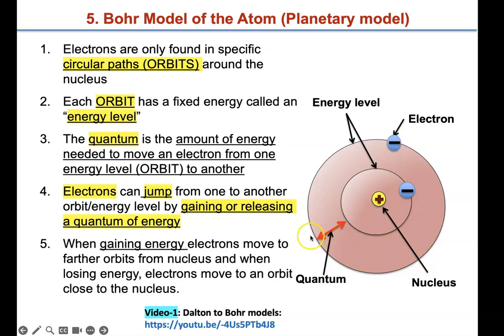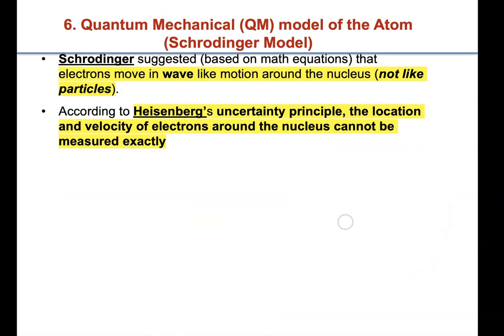It's the difference between the energy in the two energy levels, or quanta. And he said electrons can jump from one orbit or energy level to another by gaining or releasing a quantum of energy. Now I'm going to show you a small animation. A star-shaped piece of energy is hitting an electron, and then the electron jumps one quantum above. When gaining energy, electrons move to the furthest orbit from the nucleus, because those orbits have high energy, and when you lose energy, you move back down to an orbit close to the nucleus.